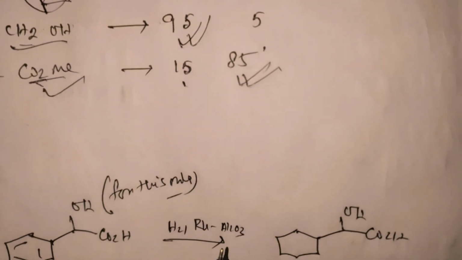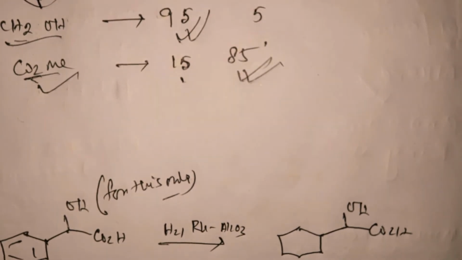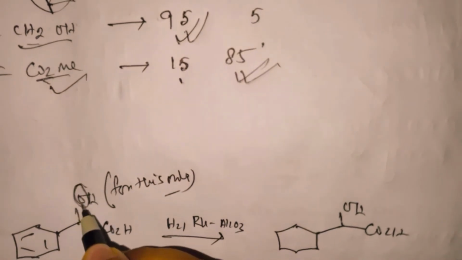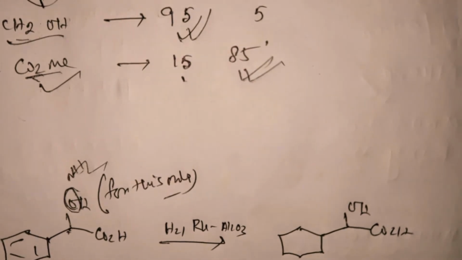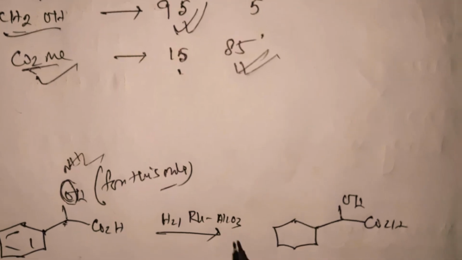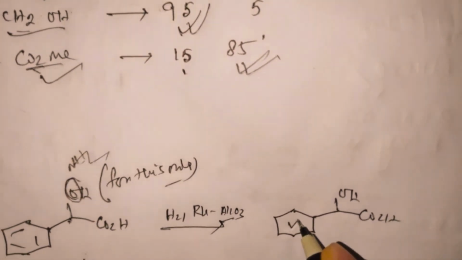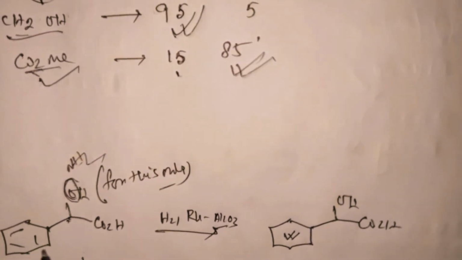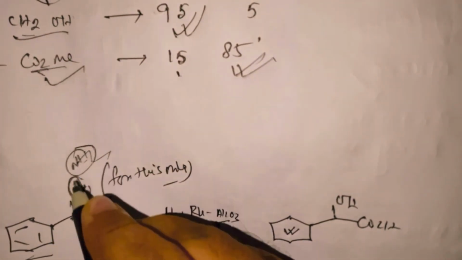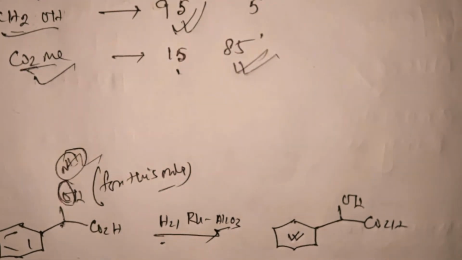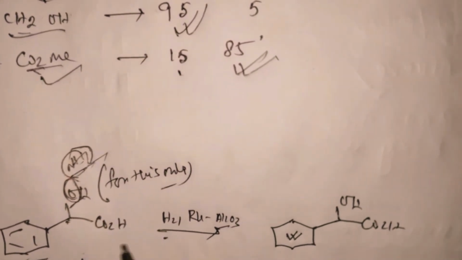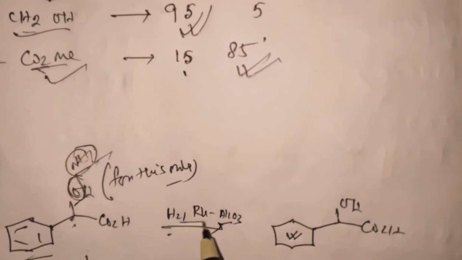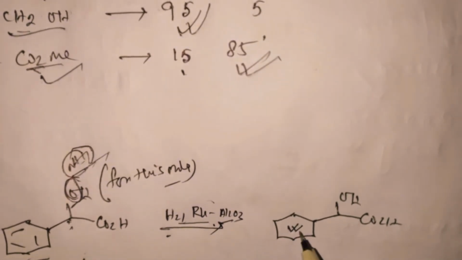And lastly, let's discuss one thing: if any oxygen or nitrogen group is present at the benzylic position, then we can use an interesting catalyst, rhodium on aluminum oxide, which can reduce our benzene ring. This happens only if an NH2 or OH group is present at the benzylic position. Then only, if we use rhodium on aluminum oxide as a catalyst, it is reduced.